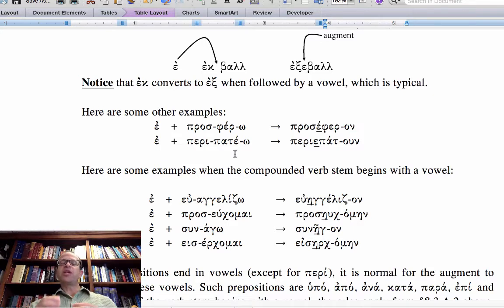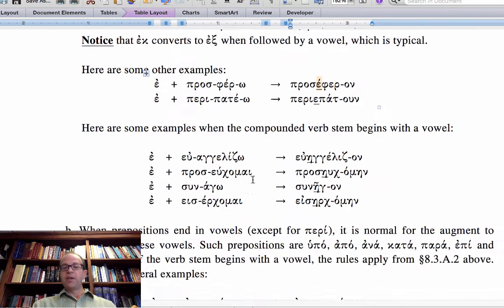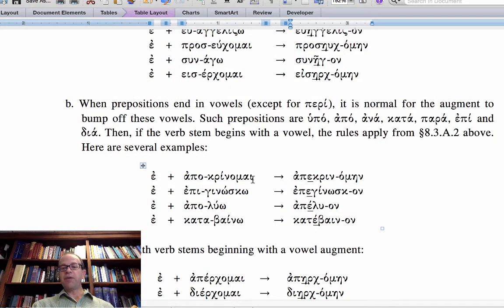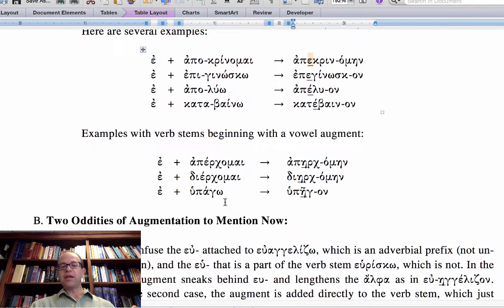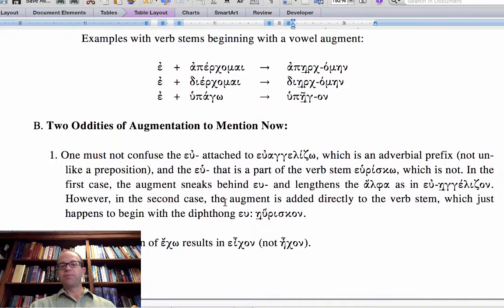So it's going to be trickier for you to see the augment when you're looking at the verb to parse it, but you'll have to recognize it sneaking in behind and added to the front. There's a discussion here that talks about that, and for some of these prepositions, the vowel will be replaced by the augment, as in apo. So look at and study these examples.